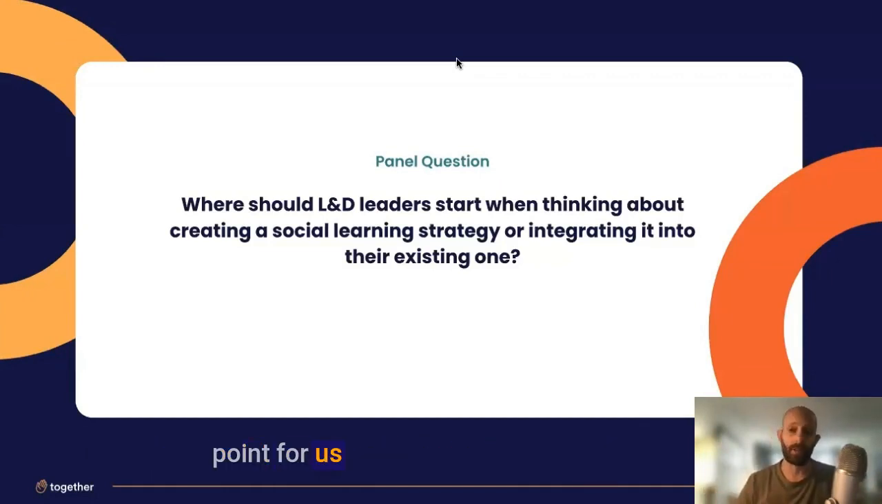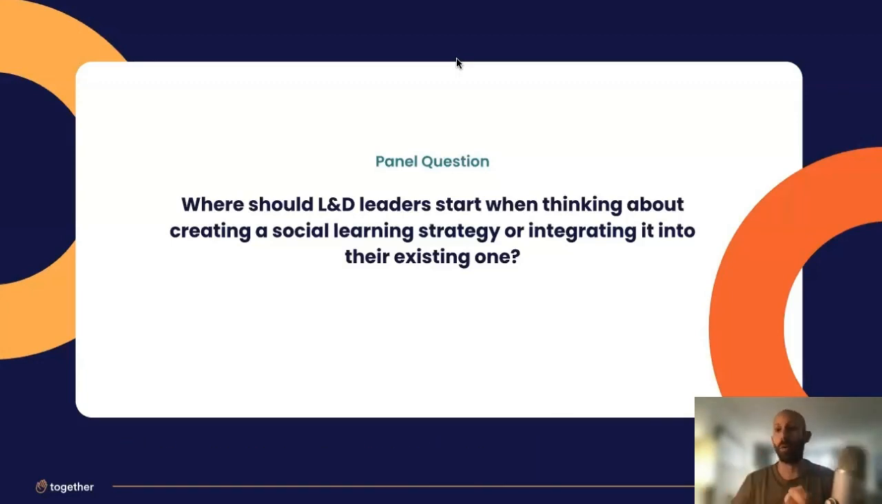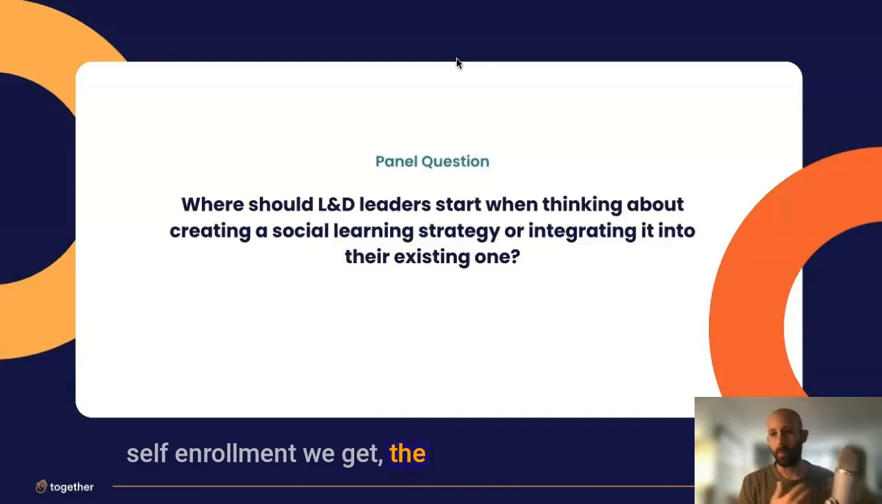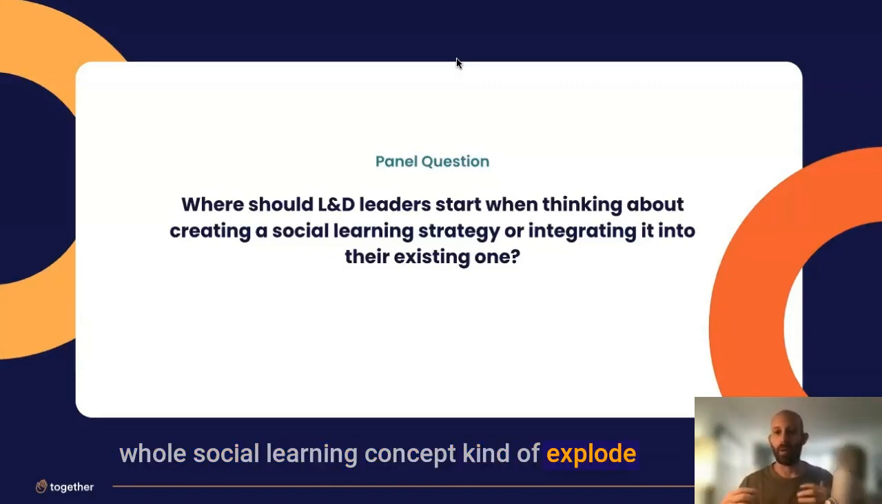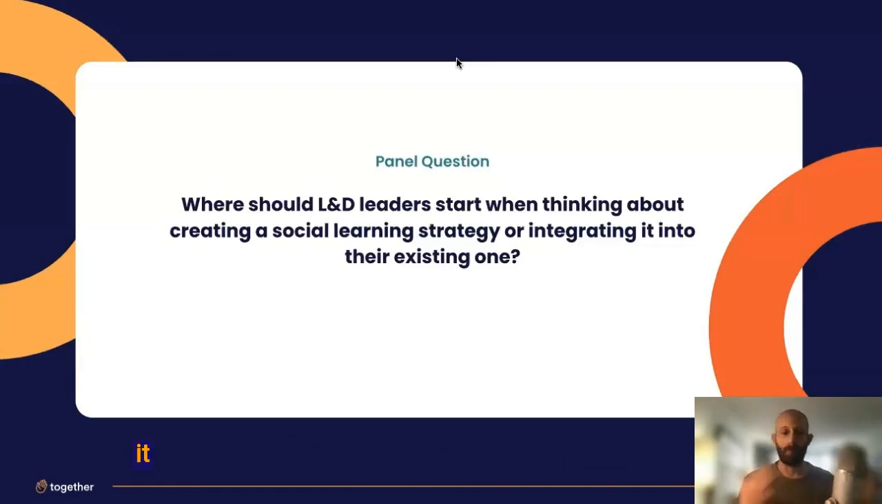And it's an important data point for us to collect as well. So when we look at our learning management system, we can see how many people self-enroll in training, whether it's in e-learning, whether it's going to a conference or reading a book or whatever it is. And we evaluate that. And our goal is to move that needle the most. The more engagement we get, so the more self-enrollment we get, the better we see our culture of learning getting, and thus kind of this whole social learning concept kind of explode, because it's now the organization that's training and teaching each other, rather than it being just very prescriptive from learning and development and compliance.